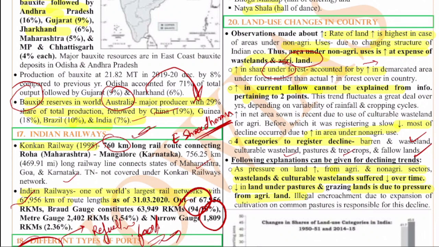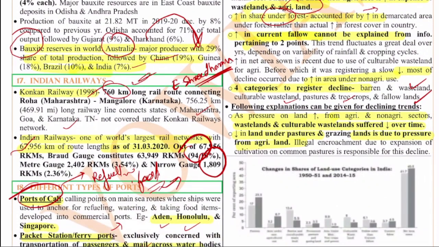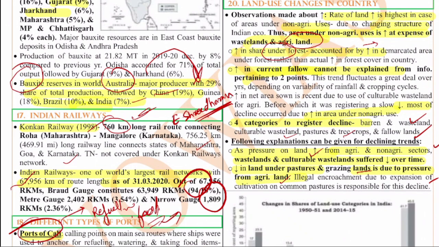Next, the following explanations are given for the declining trends. As the pressure on the land increases from agricultural and non-agricultural sectors, wasteland and culturable wasteland suffered over time. Their usage has decreased. The decrease in land under pasture and grazing lands is due to the pressure from agricultural land. Illegal encroachment due to expansion of cultivation on common pastures is responsible for this decline. So this is some data regarding the changes in land usage.